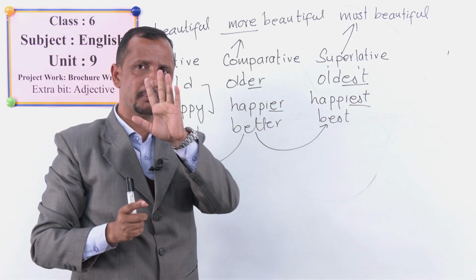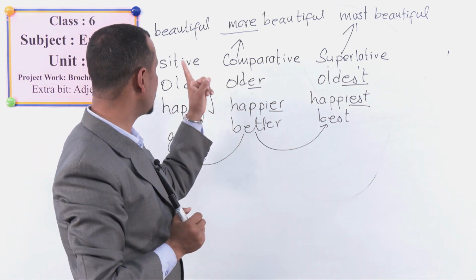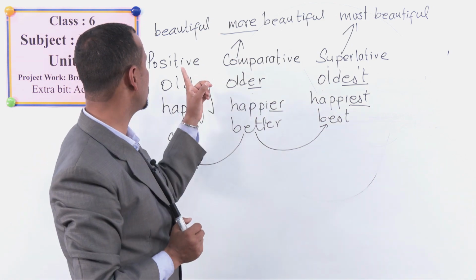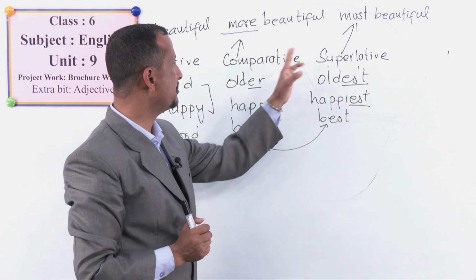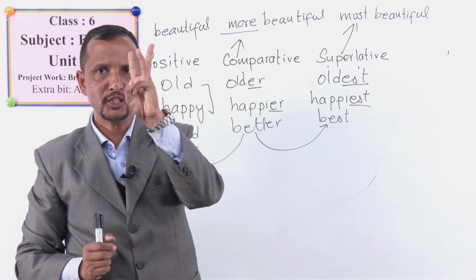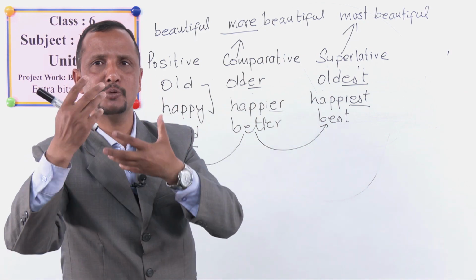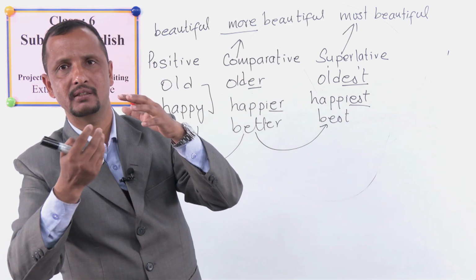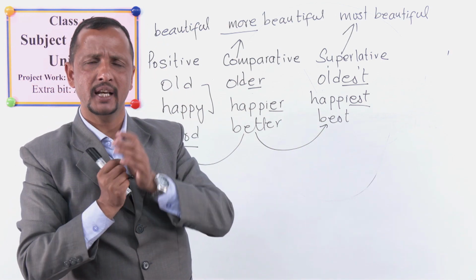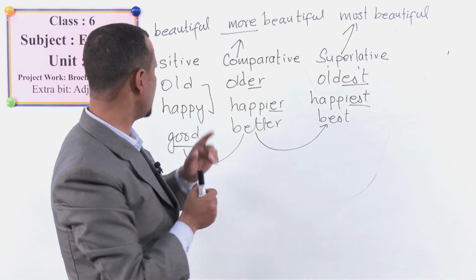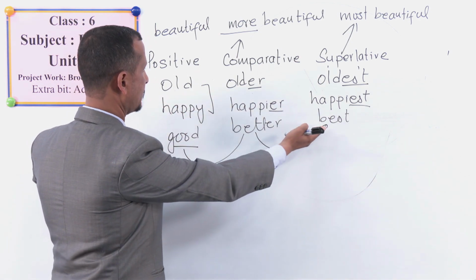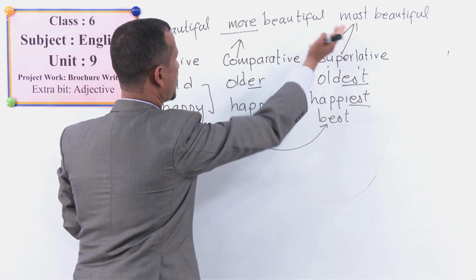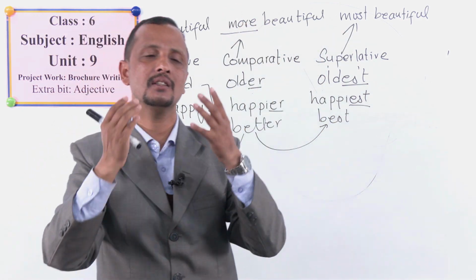Number one, what you have to understand is the forms of adjective. How many forms are there? Three forms: positive, comparative, superlative. Number two, how we have to make comparative and superlative. And number three, why there is good and better, why there is -er and -est, and more and most. That we will discuss now.